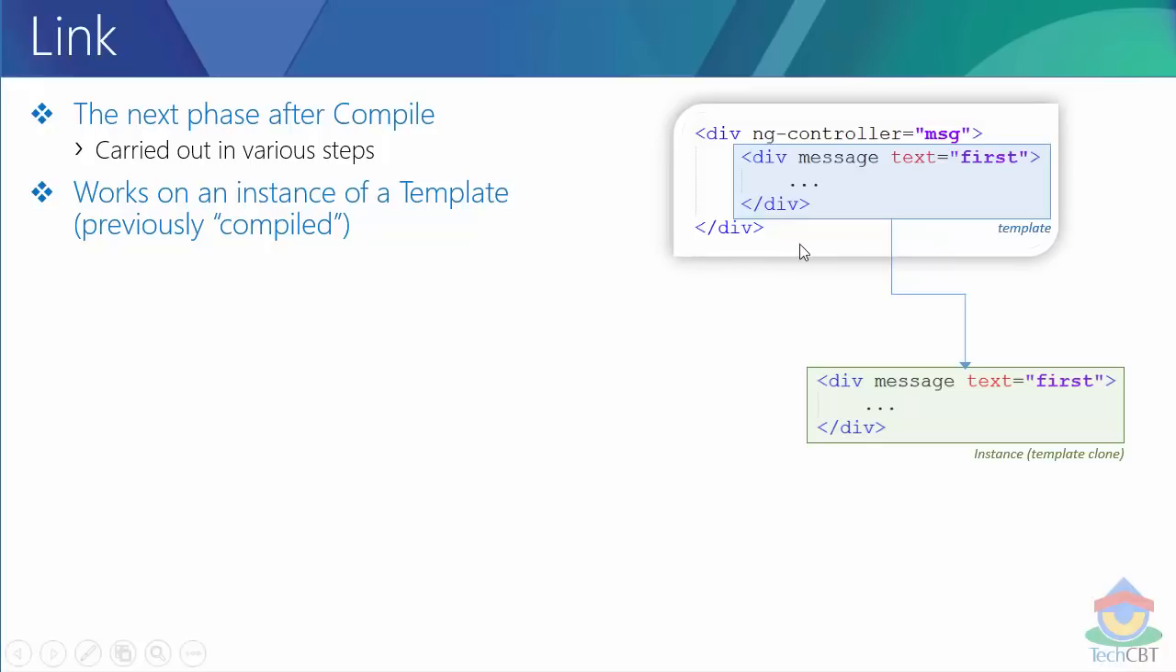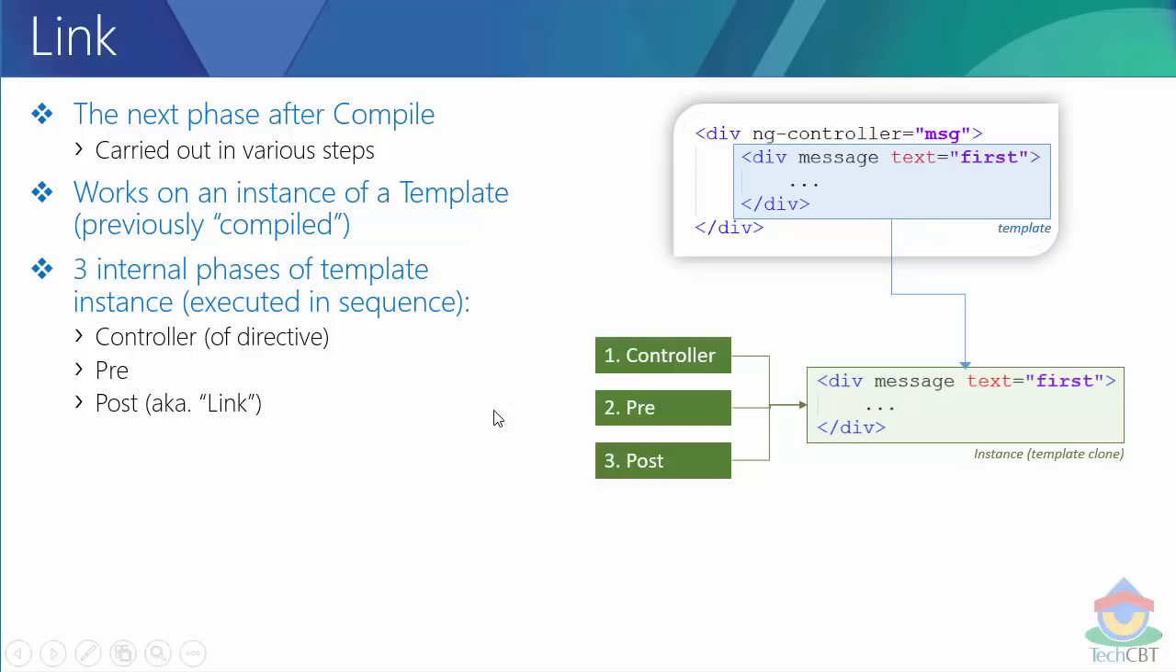And this instance gets created only after the compilation process. So this is very, very important. The AngularJS framework is not going to work on the template directly during the linking process. It actually creates an instance of this template, and the linking phase will be working on this instance from then onwards.